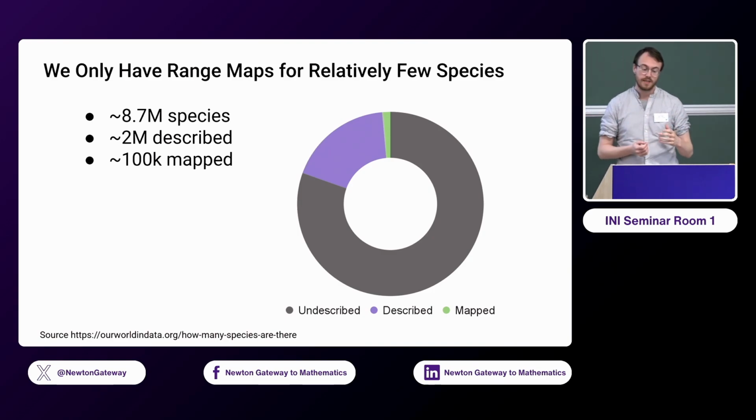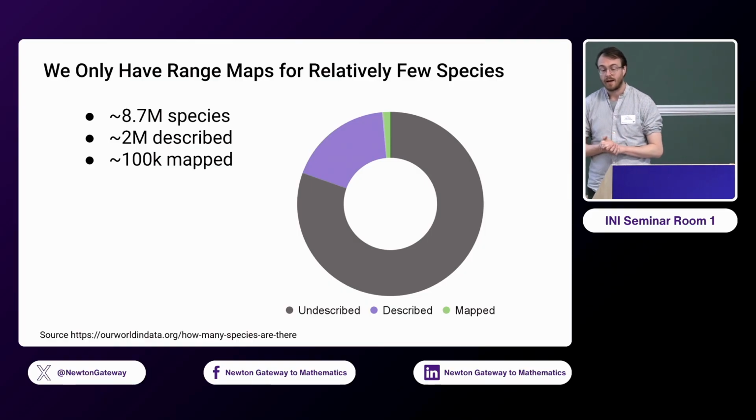So that is the positive piece of the story. We have this data, it's being shared, it's being made available, but going back to our original question, do we have a handle on where species actually are distributed globally? It turns out the answer is not really.